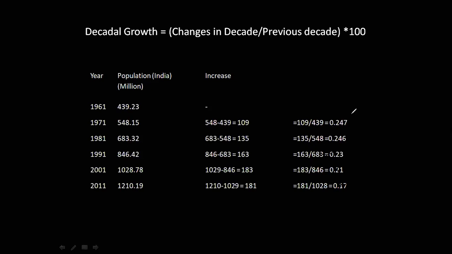And then when it comes to these two, when you're doing 2-digit division, you'll get 0.24, 0.24. But when you go to the third digit, you can easily identify which one is the greatest one. So when you are talking about the greatest one, 0.247 will be the highest decadal growth that you can recognize between 1961 to 1971.